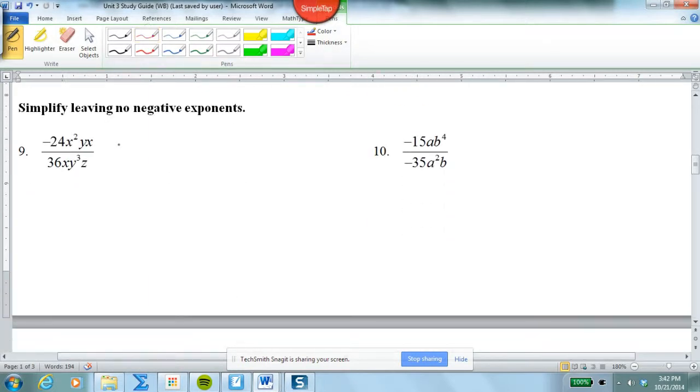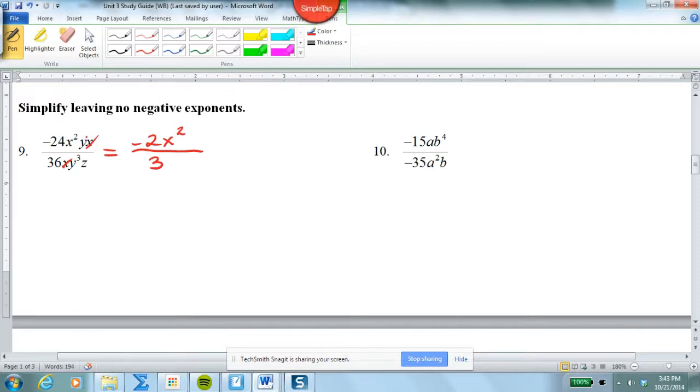So I'm going to reduce negative 24 over 36, reducing by a factor of 12, and that's negative 2 over 3. And the x's, first of all, I see an x on the bottom and an x to the first on the top. Those can cancel out. You can just cross those out, play Fruit Ninja, as we say in class. And we're just going to have nothing left but x squared on the top.